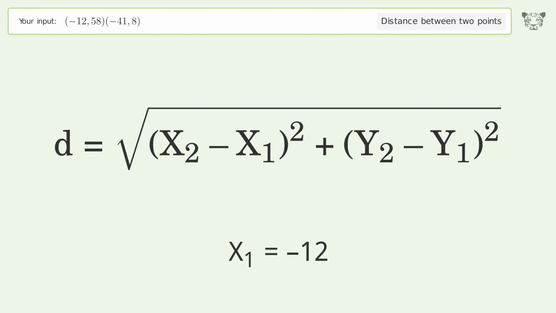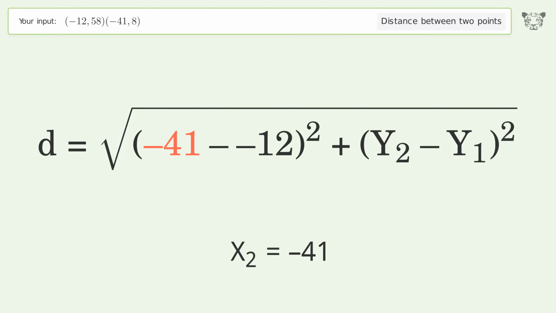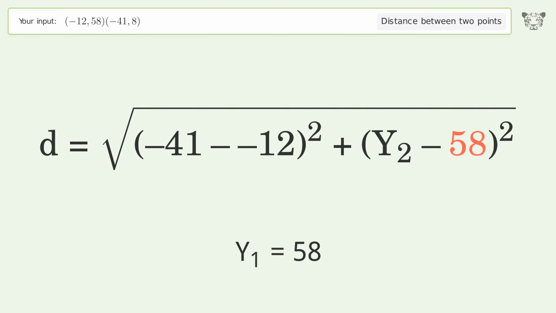x1 equals -12. x2 equals -41. y1 equals 58. y2 equals 8.